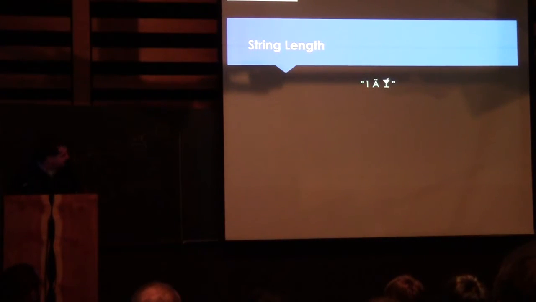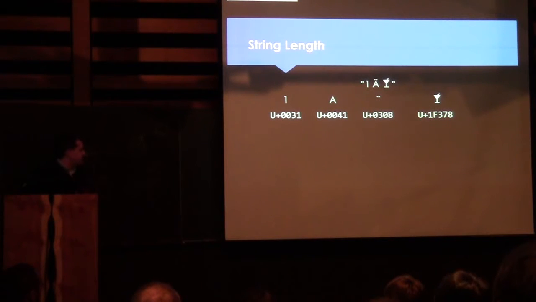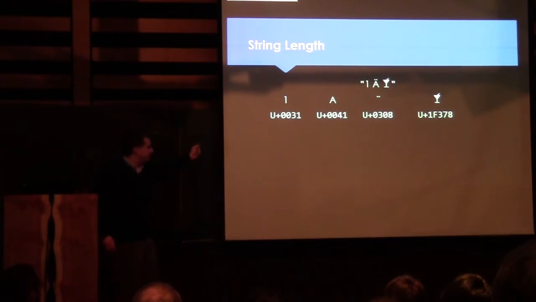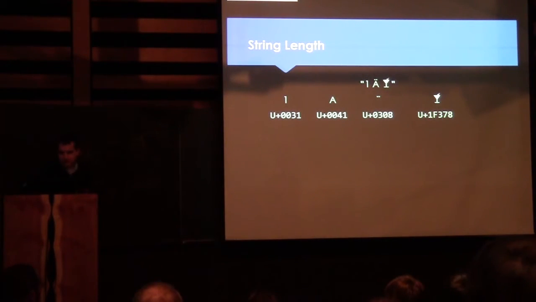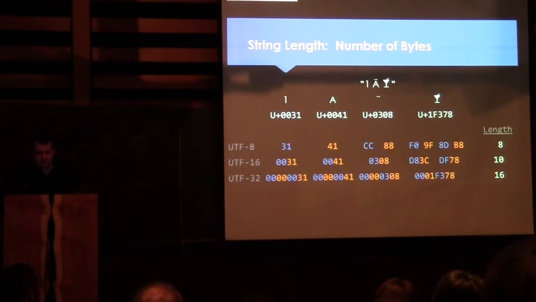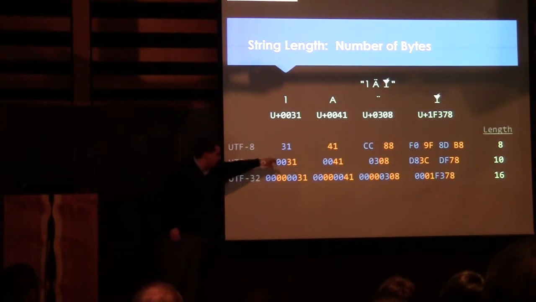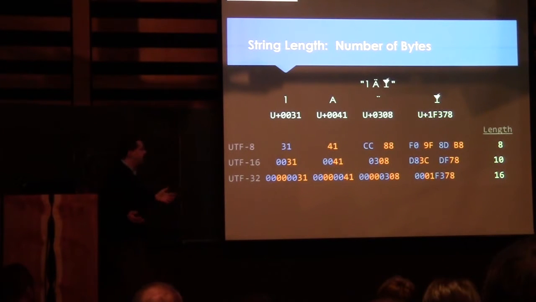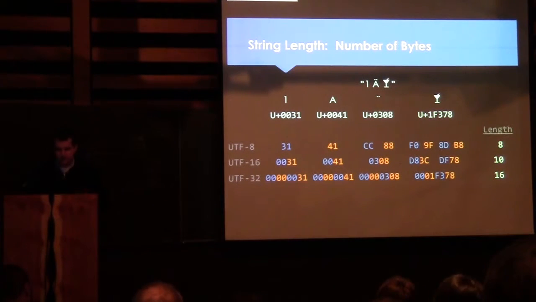So I have here this string, and here is its Unicode representation. It's the digit 1, the letter A, the diaeresis, and then the cocktail glass. And here's how it's represented in the 3 Unicode encodings. First we can think of a string as just how many bytes are in it. Here I've used alternating colors to show that. In that case we can just count the number of bytes. That's fairly straightforward.